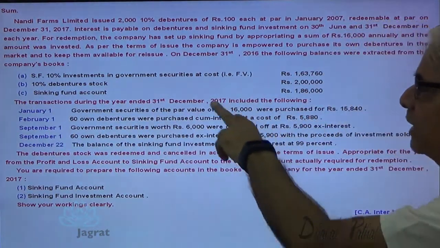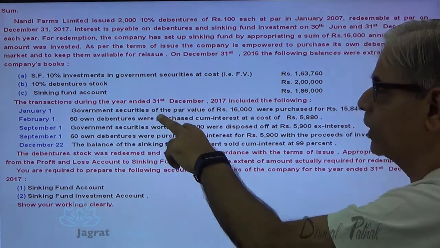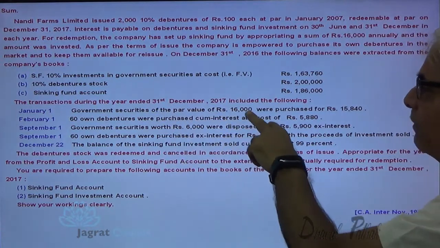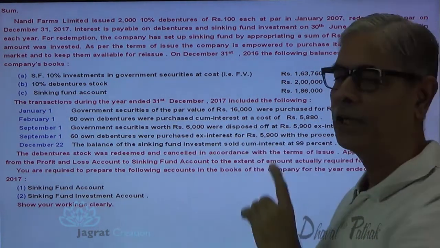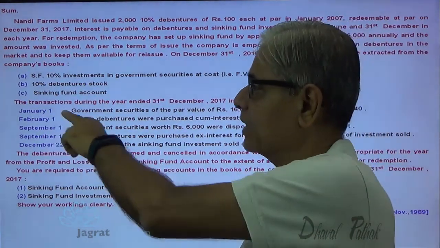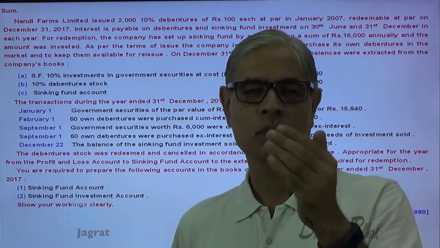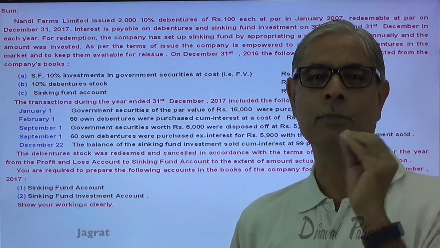Transactions during the year ended 31st of December 2017 included the following. On 1st of January, government security of par value 16,000 was purchased for 15,860. Now what is the interest date? 30th June and 31st of December. This transaction has occurred on 1st of January. So 31st of December and 1st of January, the dates are generally considered to coincide.